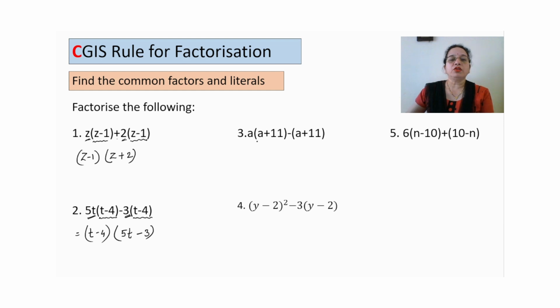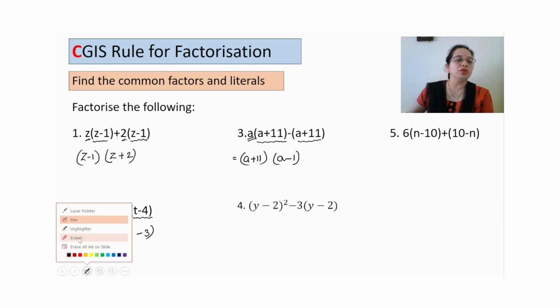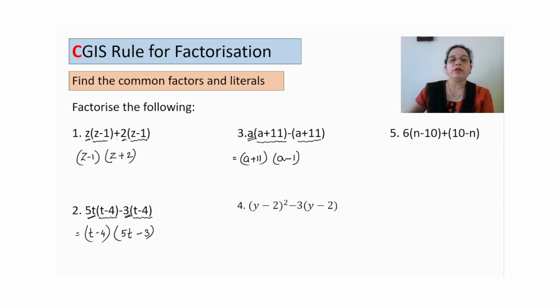In this question also you can see that a plus 11 is common. So take a plus 11 as a common term. What is left now here? This is a. Which sign is there here? Minus, and no number is there before the bracket. It means the number is 1. Very important concept. If no number is written outside the bracket, it means the number is always 1.